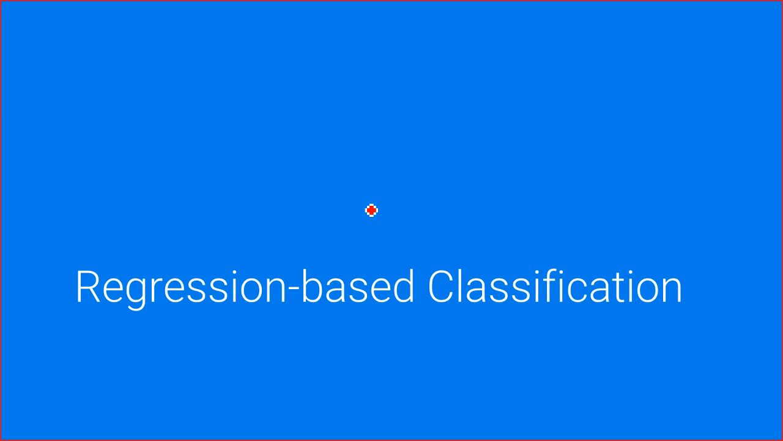So let's talk about actually solving a classification problem. We know how to evaluate. We are going to be looking at some numbers now, but first of all, we need to build a model. So how can we do it? Let's first look at a very simple solution, which is using regression for classification.